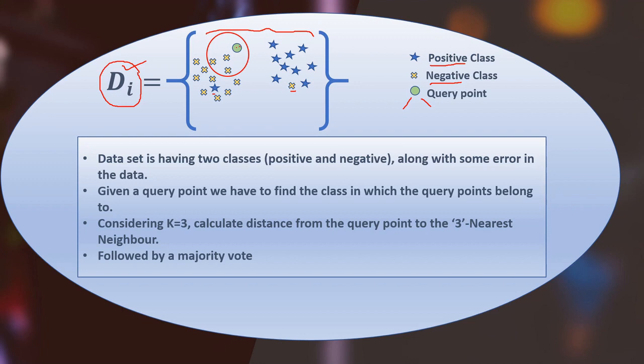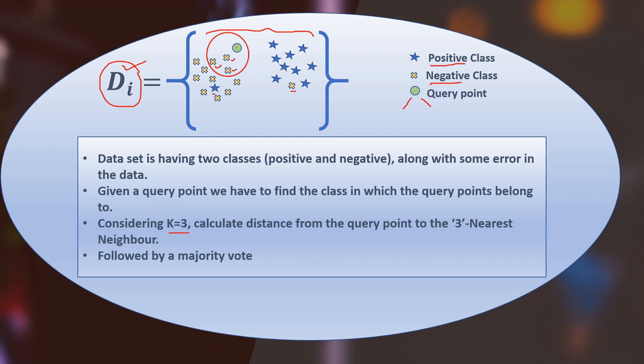It calculates the nearest neighbors. How many nearest neighbors? That is k. Here I am considering k as 3. With k as 3, I draw this circle and get the 3 nearest neighbors. This is the first one, this is the second one, and this is the third one.